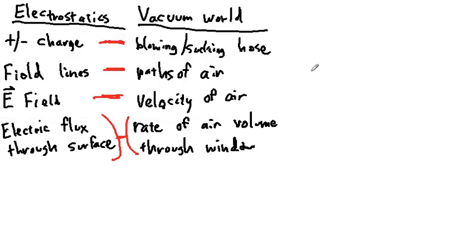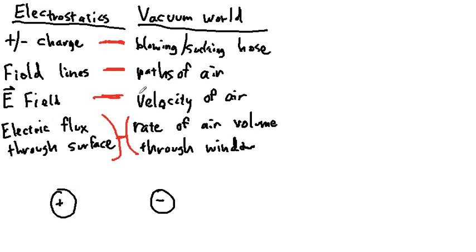Okay, so going a little further with this analogy, I copied down the stuff I had from last time and tried to organize it. In electrostatics, we think of a positive or negative charge, and in the vacuum cleaner analogy, that's like blowing and sucking hoses. The field lines in electrostatics are like the paths that air molecules take. The electric field is then like a field that shows the velocity of air everywhere.